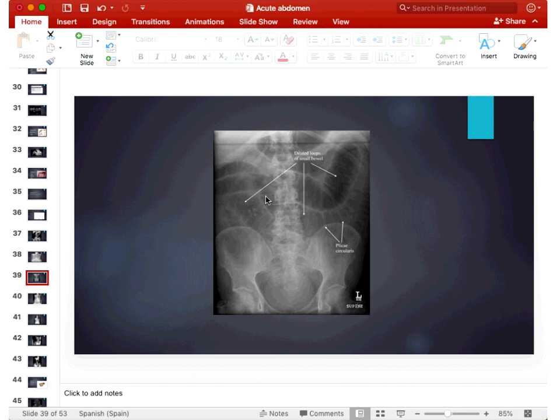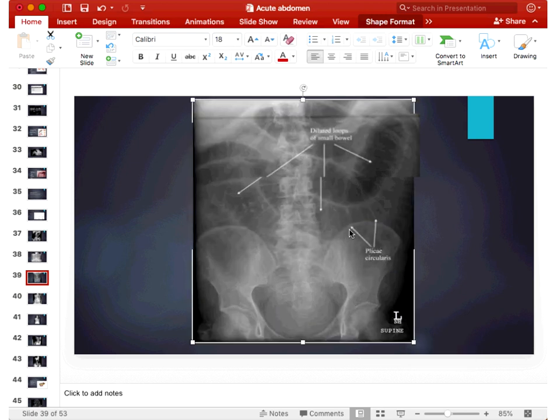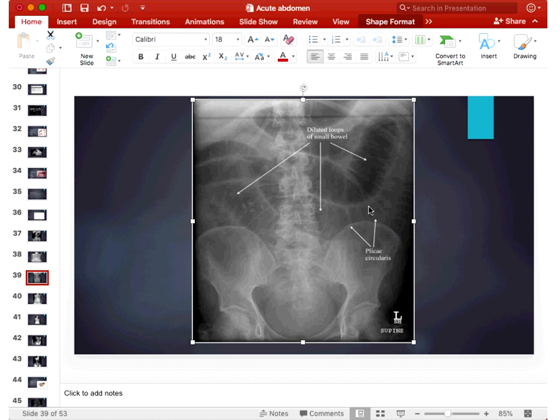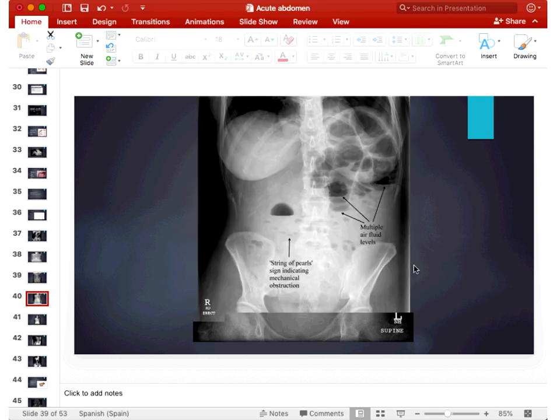As you can see here, we can see the dilated loops, and these white lines, you're not supposed to see them on a normal X-ray. This is the plicae circulares, which account for the conniventes valves. You're not supposed to see them, again, all right? So this is another typical occlusion X-ray. And this is another, right?